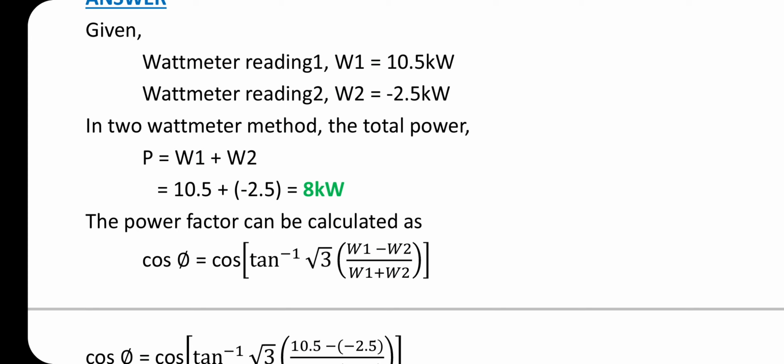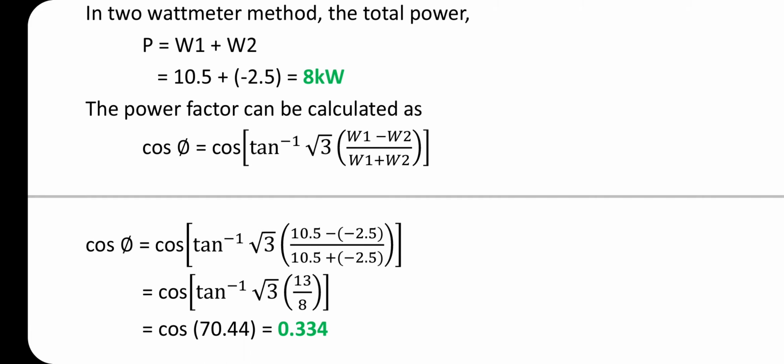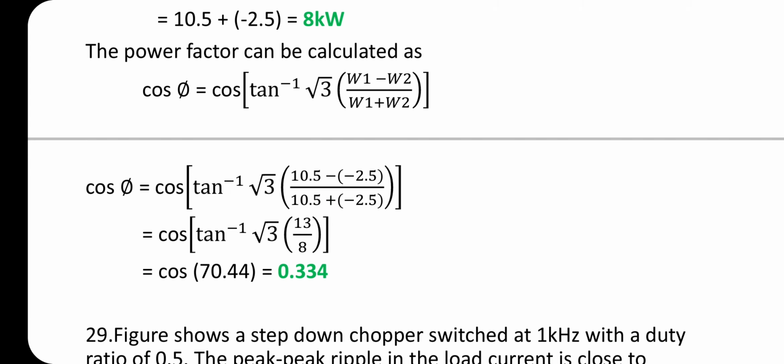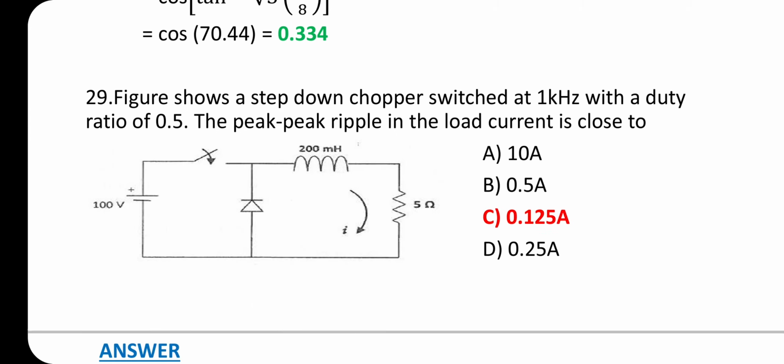The power factor can be calculated as cos phi equals cos of tan inverse root 3 into W1 minus W2 divided by W1 plus W2. Substituting the values of W1 and W2 in this power factor equation, we get cos phi as 0.334.